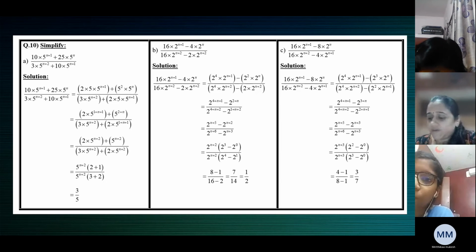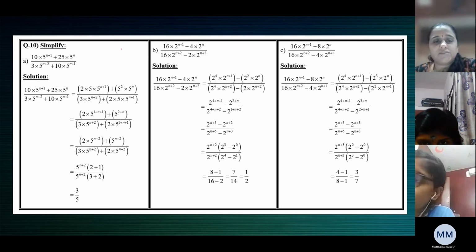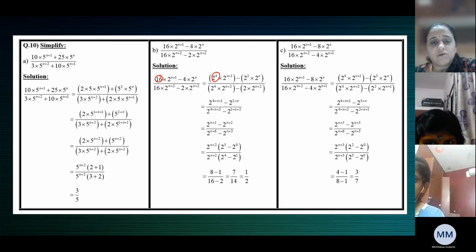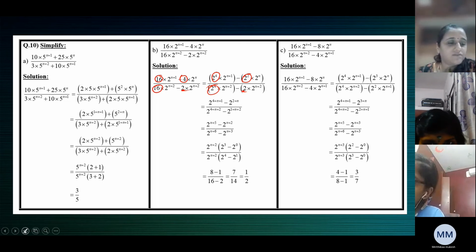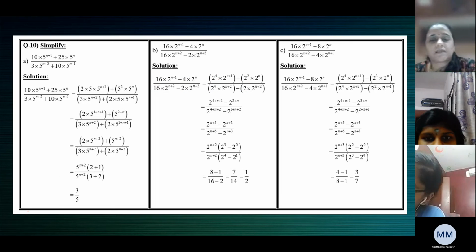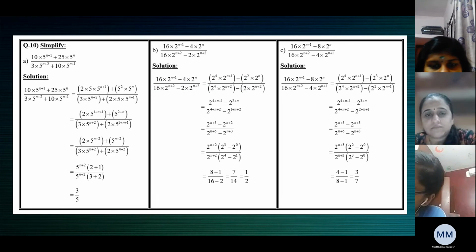So wherever we could write the numbers as a product of primes, we did it. So 16 is 2 to the power 4 and 4 is 2 squared. And here again 16 is 2 to the power 4. This 2 as it is. Very good. Next.